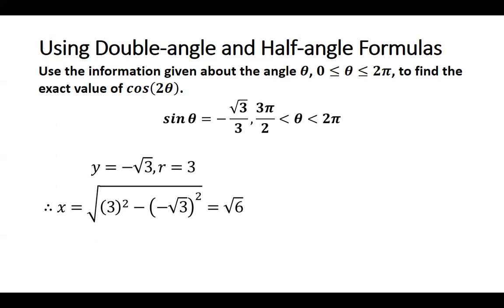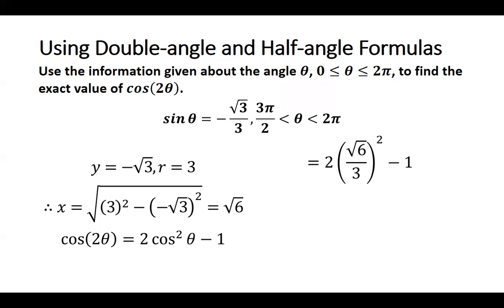Now we're looking for cosine of 2 theta. And we can use one of our formulas. So cosine of 2 theta is equal to 2 times cosine squared theta minus 1. So now I can start plugging in that cosine squared theta. Cosine theta is going to be the square root of 6, x over r, 3. But we're looking at cosine squared theta, so we have 2 times the square root of 6 over 3, the quantity squared, minus 1.